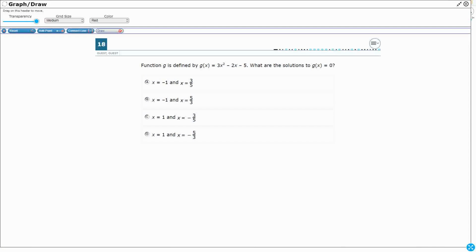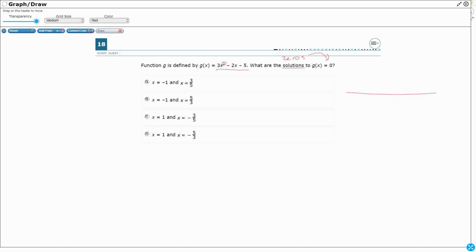All right, so we've got function g, and we've got a quadratic here because we've got the 2 as our exponent, and we need to find the solution. So what are solutions? Sometimes we call them solutions, sometimes we call them zeros, because if we were to graph this, and I'm not sure what the graph of this would look like, let's say it looks something like this, we're looking for the two x values that make y equal 0, or in this case, g of x. So where does it cross the x-axis is basically what we're looking for.